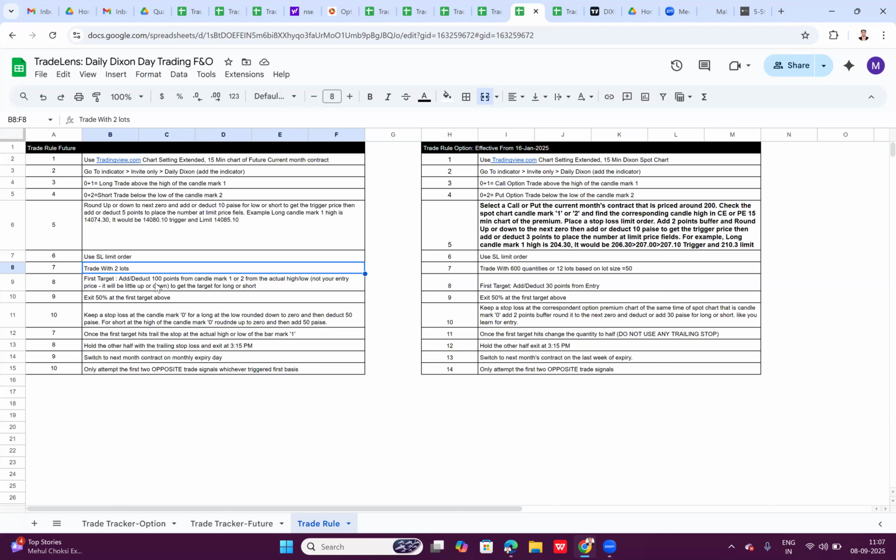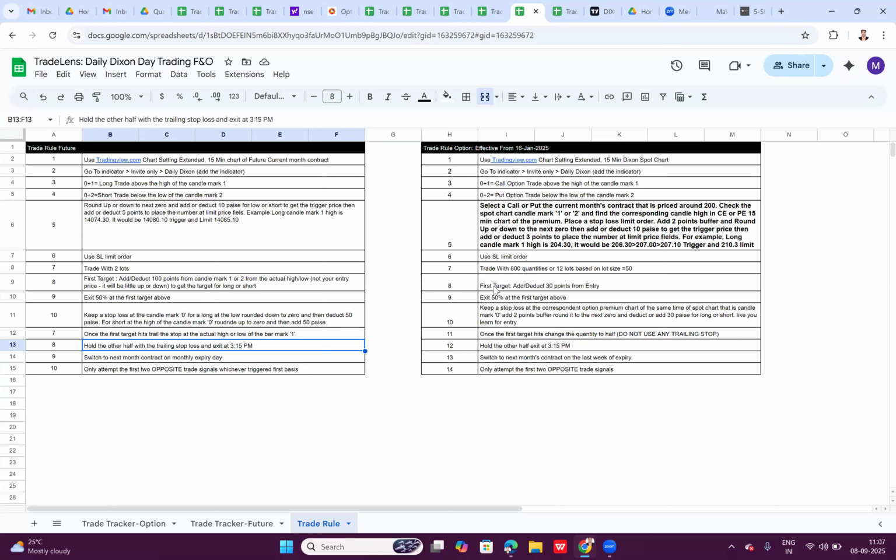In future, the first target is 100 points. So the first half quantity we have to book at a profit of 10,000, and the remaining half quantity we have to hold till the time target. And whenever we are in profit at the first target, we have to trail the SL to cost price, and the remaining 50% quantity we have to hold till 3:15. This rule we have to follow for future trading.